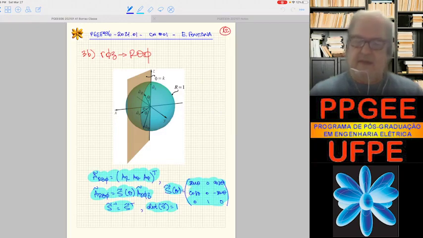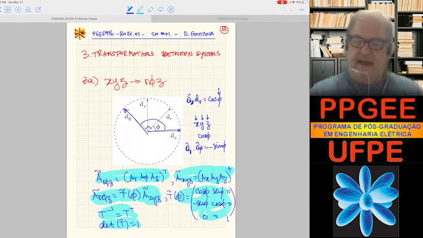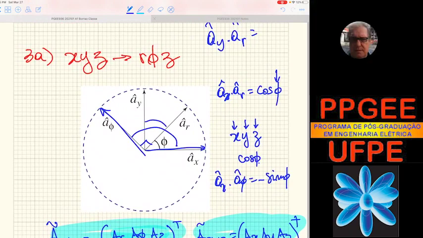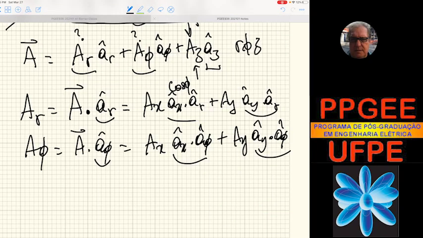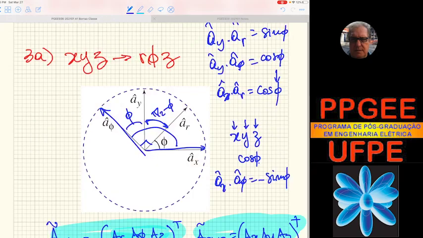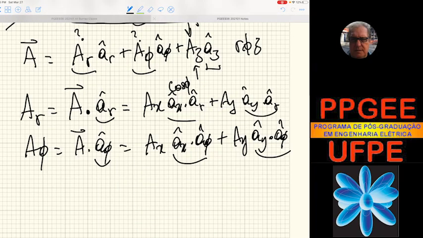I'm sorry, I didn't do this one. Let me see here. I made aX, right? aY dot aR is right here, which is the cosine of this angle, which is pi over 2 minus phi, which is sine of phi. And aY dot a phi equals this angle here, which is phi, equals cosine phi. Okay? So aY dot aR is sine of phi, and aX dot a phi is minus sine. aY dot a phi is cosine. So we have this relationship.